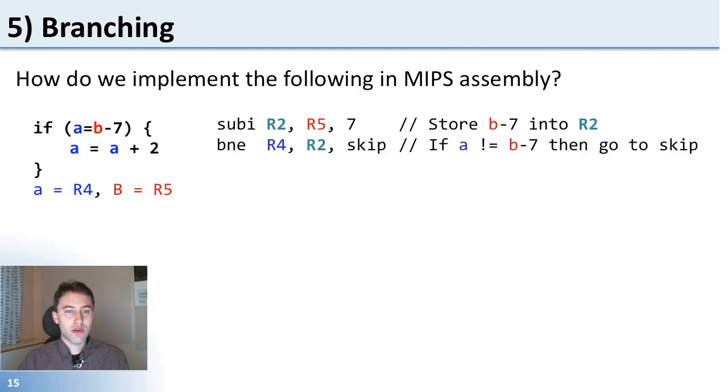Now I'm going to do my branch not equals, and I'm going to compare R4 and R2. This is saying if a does not equal b minus 7, then I'm going to jump to skip. Now if a did equal b minus 7, I want to do the addition. So here's the addition, add immediate, R4, R4, 2. This is going to do a equals a plus 2. And if I didn't want to do that, here's my label for skip, where I'll jump over if I'm going to skip that part, and then I continue on with my code.